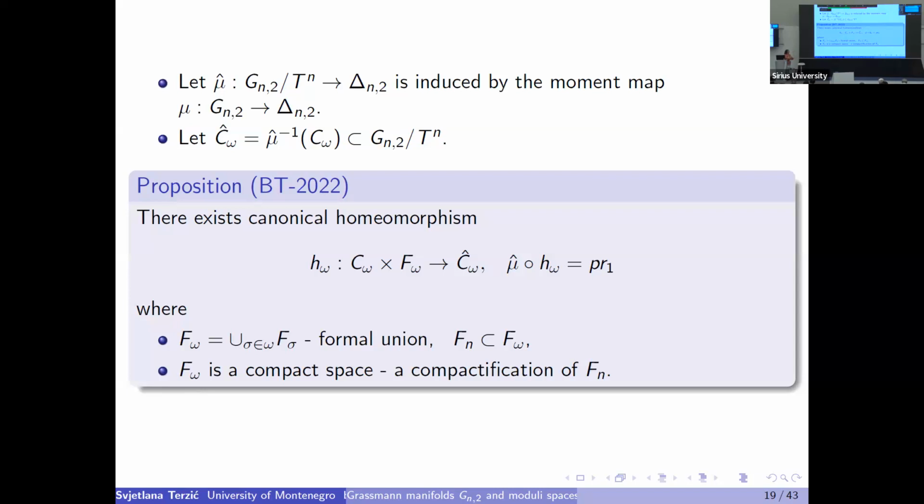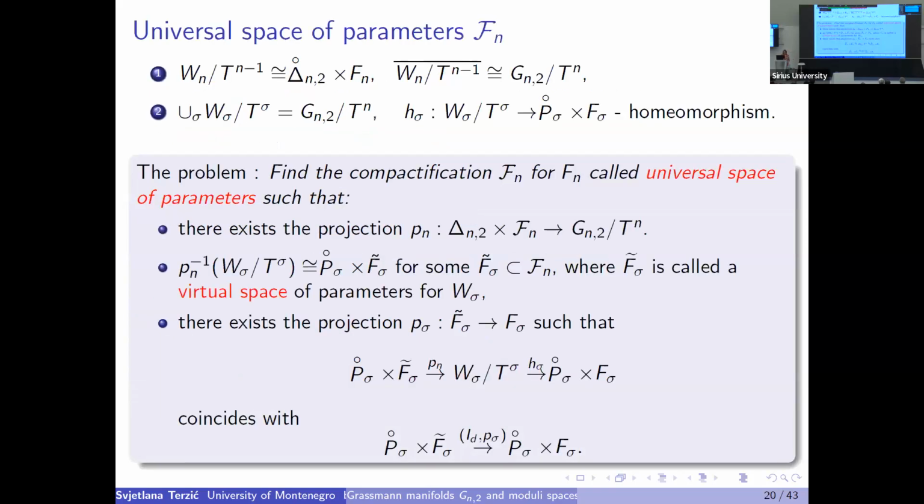So we have a hypersimplex delta n2. We have its decomposition into chambers. We have the orbit space over this hypersimplex. And when we consider the pre-image of any chamber in this orbit space, it is homeomorphic to this chamber C omega and some compact space, which is a compactification of the space of parameters of the main stratum.